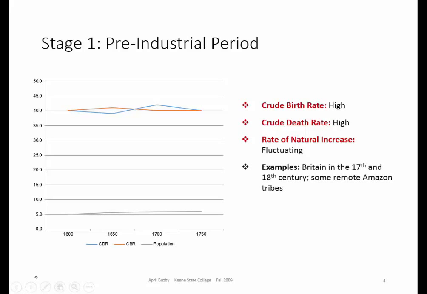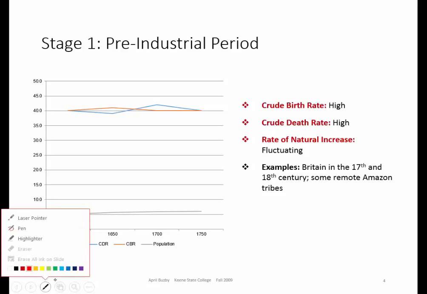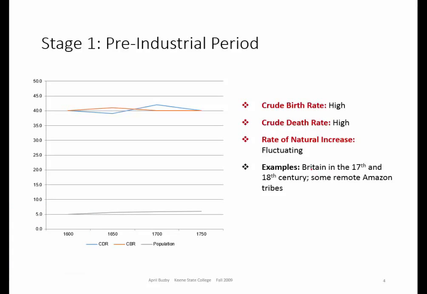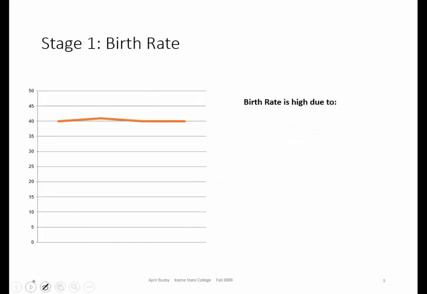And so the examples, and this is key, the examples are Britain in the 17th century and the 18th century, before industrialization actually hit, and some remote Amazon tribes. So in stage 1, birth rate is high.